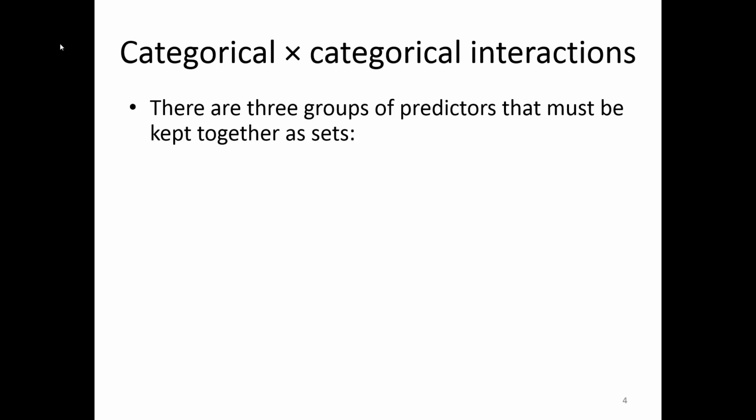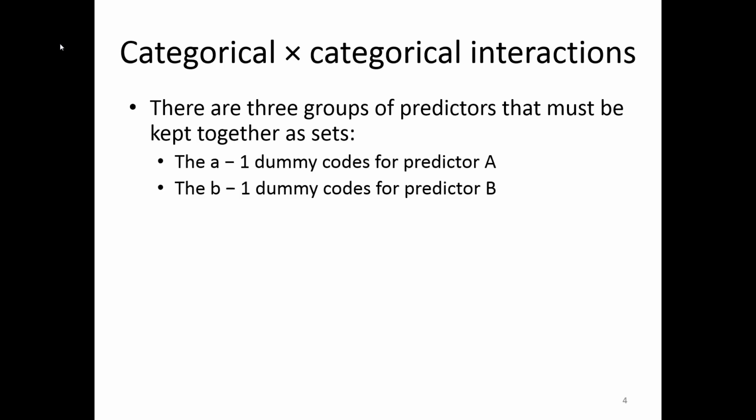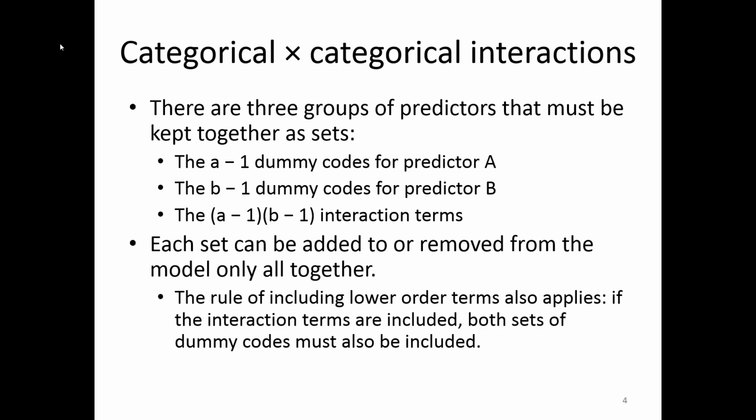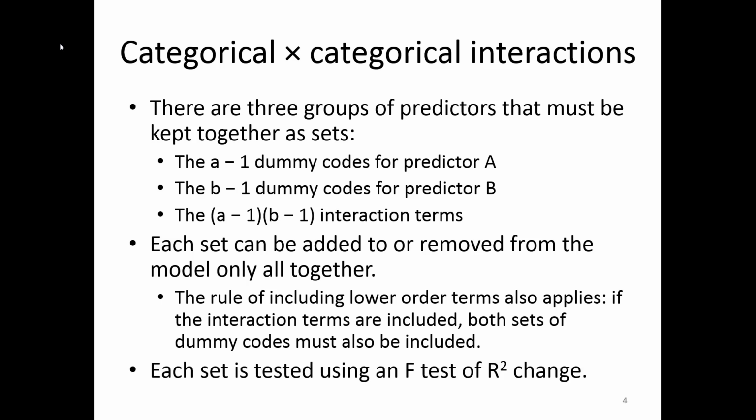So there are three groups of predictors that have to be kept together as sets: the a minus 1 dummy codes for predictor A, the b minus 1 dummy codes for predictor B, and then the interaction terms. Each set can be added to or removed from the model only all together. The rule of including lower order terms also applies. If the interaction terms are included, then we need both sets of dummy codes; they also have to be included. Each set is then tested using an F-test of R-squared change. So this gives us partial effects for predictor A, partial effects for predictor B, and then the interaction effect, partialing for the lower order effects as well.